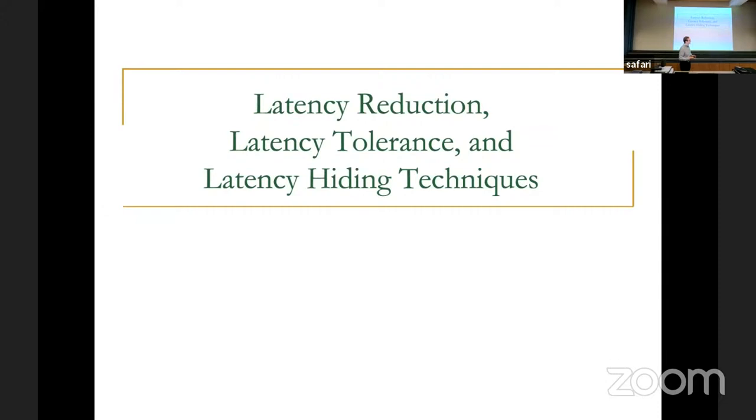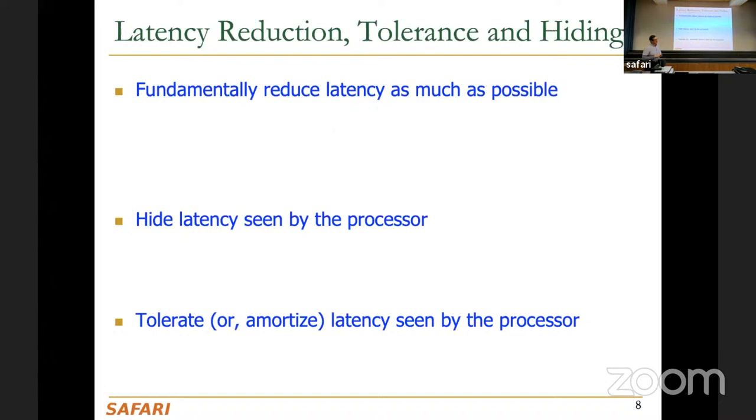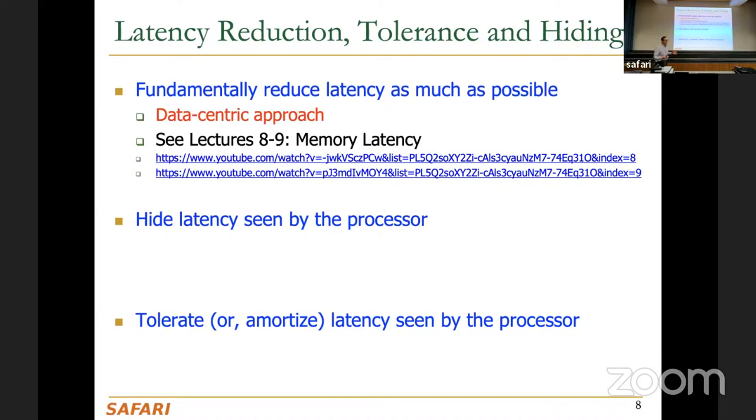I want to distinguish between them a little bit, because these terms are actually a little bit abused and misused, in my opinion, even sometimes by us. If you're careless about the terminology, sometimes you may use one term for the other. But I think there are three major ways of handling latency. One we have seen a lot, right? Fundamentally reduce the latency of the device as much as possible. And I believe this is a more data-centric approach. Basically, because you value the data, you're trying to reduce the access latency to data as much as possible, right? Ideally, zero latency memory.